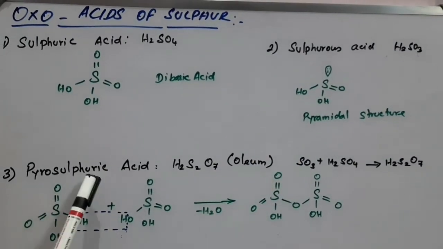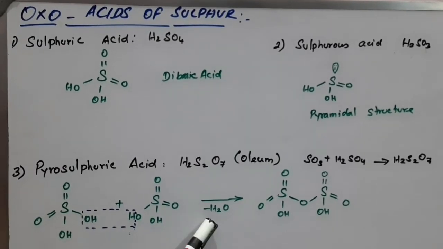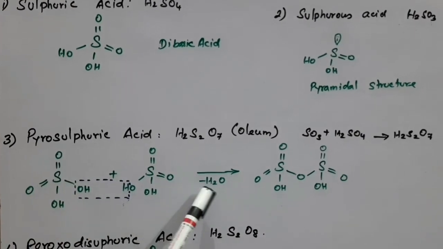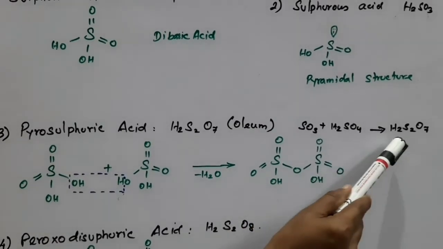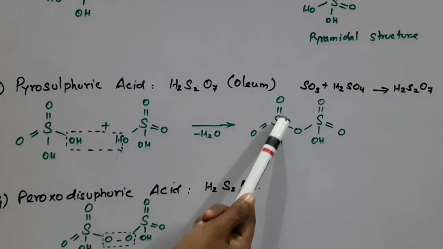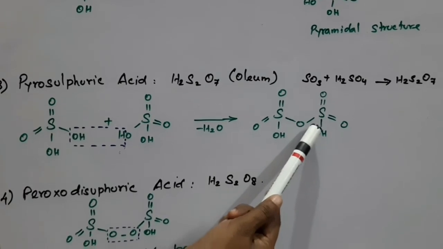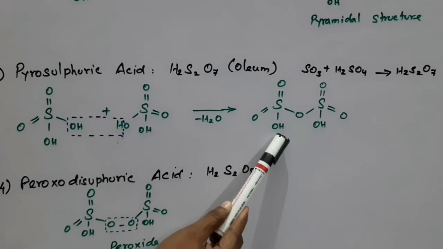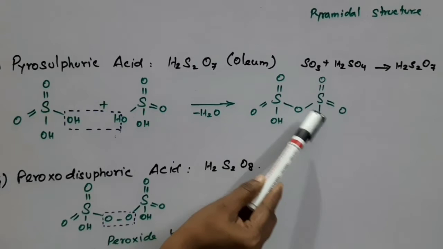Pyrosulfuric acid: from 2 sulfuric acid molecules, with the removal of H2O, we can get pyrosulfuric acid. Its formula is H2S2O7. Here also there is S double bond O, double bond O, OH. The sulfur is connected through one O, and double bond O, OH. H2 and S2, and O7: 1, 2, 3, 4, 5, 6, 7.